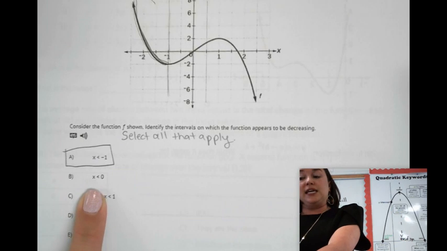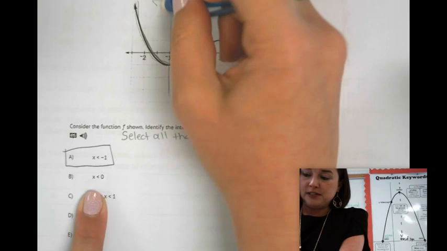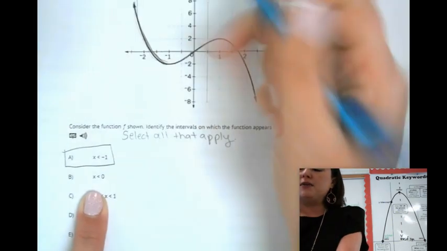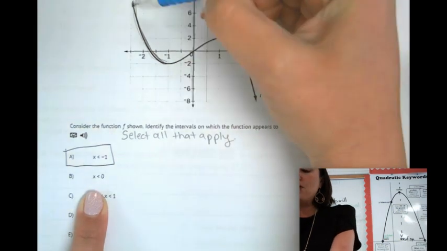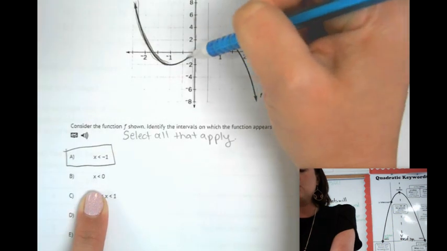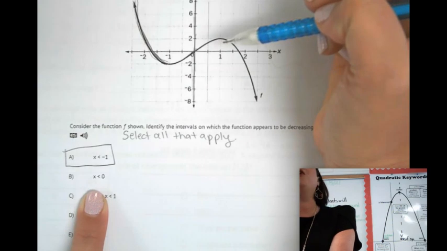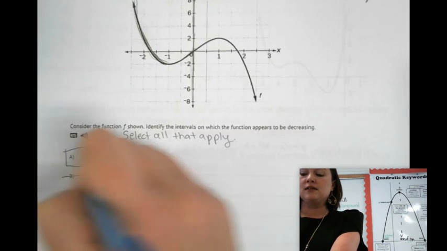Now looking at B, it says less than 0. So I'm going to erase my pencil line I just drew here. And less than 0 is right here. So when I go from less than 0, it's going down, but then what happens? It starts going up. So is it decreasing the whole time less than 0? No, it's decreasing some, but it's also increasing some. So part B, I can mark out.